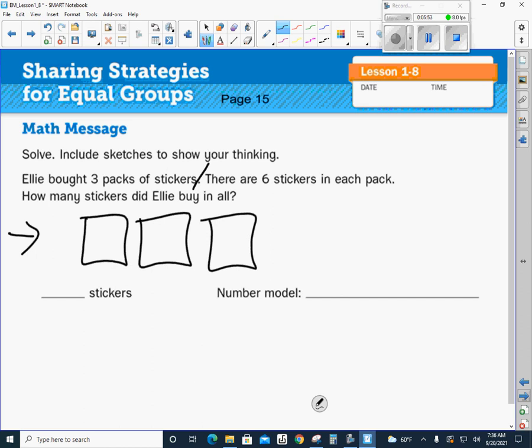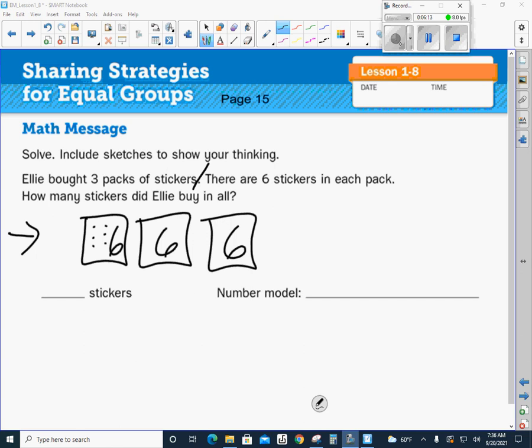It says there are 6 stickers in each pack. Now, I could make 6 dots, or I could simply write that I have the number 6 in each package. At this point in 3rd grade, we really don't need to draw the dots. We know how to add the numbers. We don't have to touch the dots, okay?